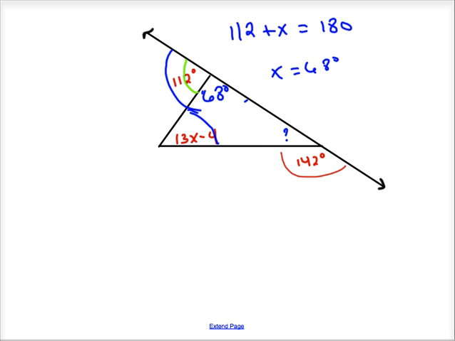Now if I did that on that side, am I able to do that on the other side? Can I find what this angle here is? How do I find this one? 142 plus x equals 180. Good. Using the same linear pair, 142 plus x degrees equals 180 because I have another linear pair here. And I get an answer of x equals 38.